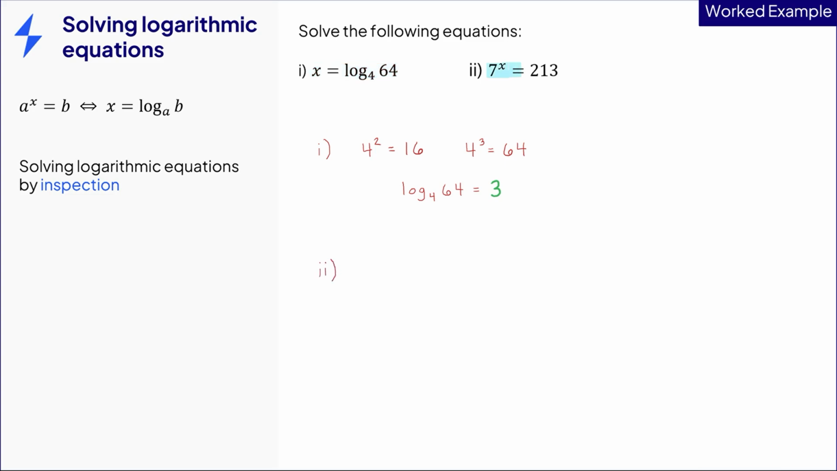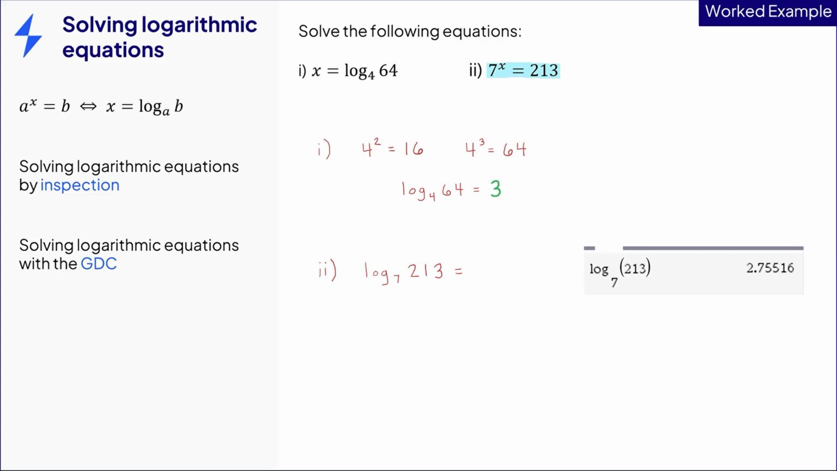But how about part 2? This one's a little bit trickier. 7 to the power of x equal to 213. This we're going to solve using our GDC. And now's the time to remember this formula, because 7 to the power of x equal to 213 is in a to the power of x equal to b form. But we can rewrite it in logarithm form as log base 7 of 213, and that's going to be equal to x. And that's something we just put into our calculator, and it will tell us the answer.